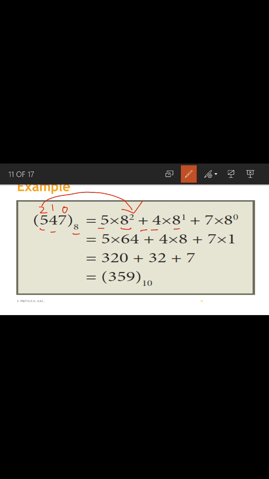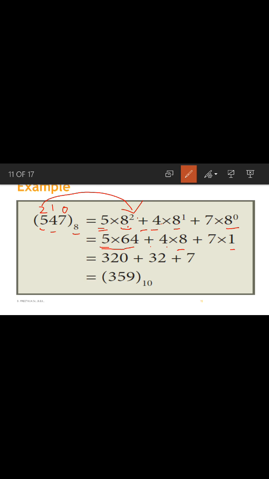So now we have to calculate. So 5 is written as it is, 5 into 8 power 2. So 8 square is 64, plus 4 into 8 power 1. 8 power 1 is 8. Then plus 7 into 8 power 0. So 8, anything to the power 0 is 1. So now we are multiplying it.